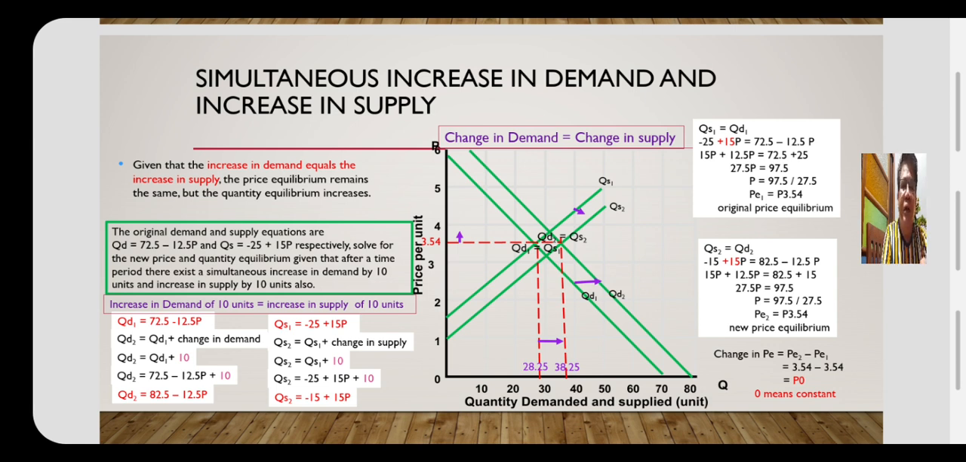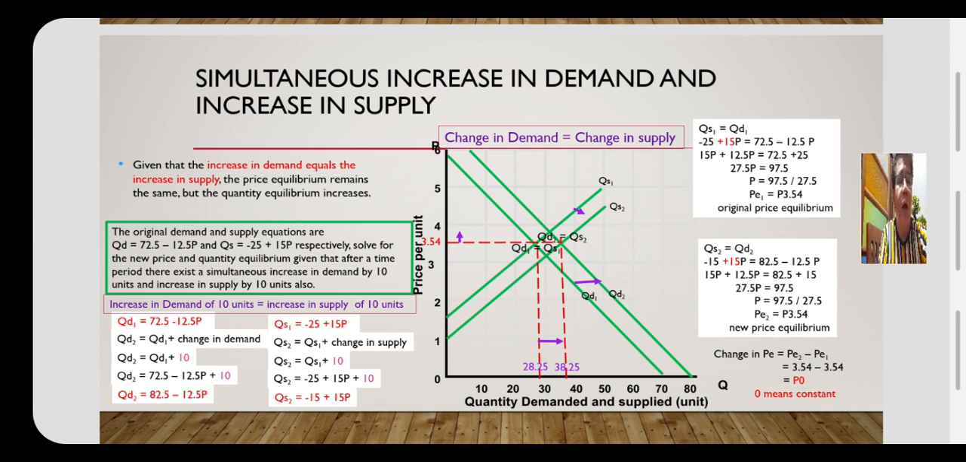And since the change in demand is directly related to quantity equilibrium, and also the change in supply is directly related to quantity equilibrium, when there exists a simultaneous increase in both the demand and supply, quantity equilibrium will also increase.